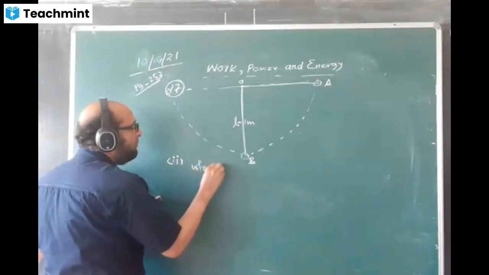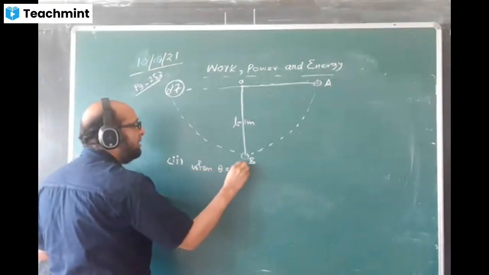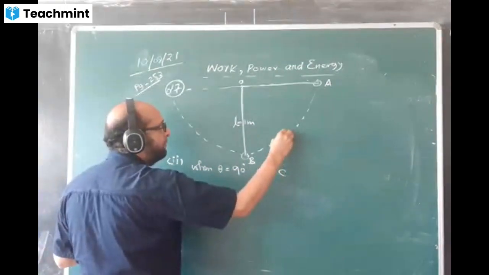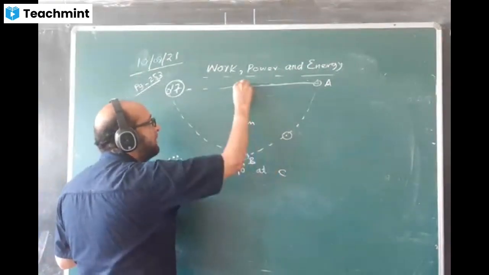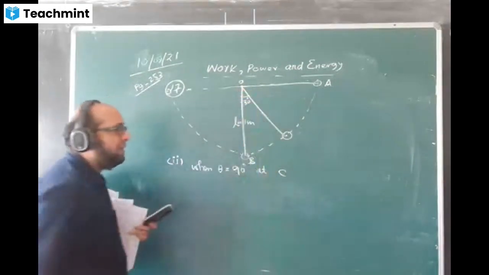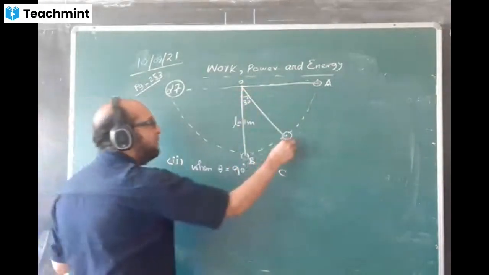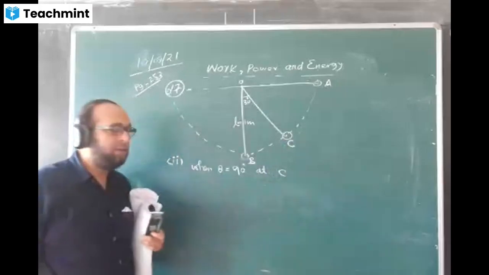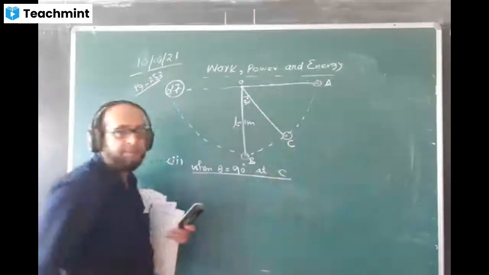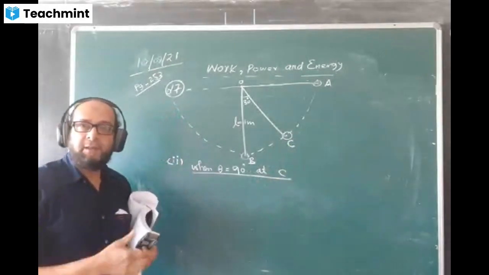When theta is equal to 90 degree at this point, suppose the bob comes here so that the angle with this line is 30 degree, angle with the vertical line is 30 degree. They are saying that. And I'll mark this point as C. When theta is 90 degree at C, let us find.